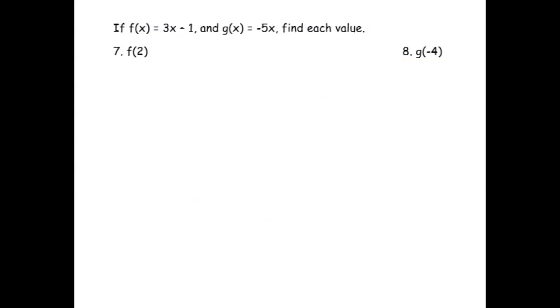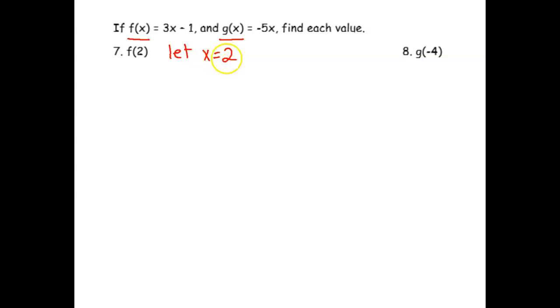So let's go back to our functions. Here we have two functions. One is f of x and one is g of x. Number 7 says find f of 2. So this f is telling me to use the f of x function, and the 2 is actually a let statement, letting my x be equal to 2. That's my input, or my domain.